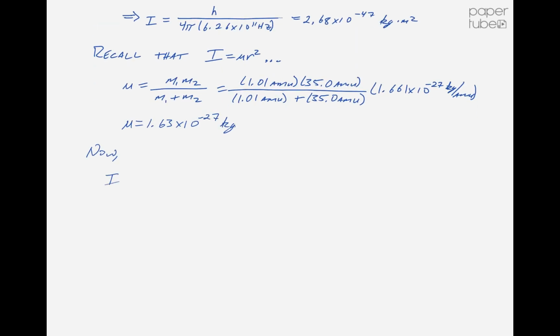Now we can put numbers in where terms go in the expression I equals mu r squared and solve for r. And we find that the bond distance, r, is equal to 1.28 times 10 to the minus 10 meters, which is equal to 1.28 angstroms.